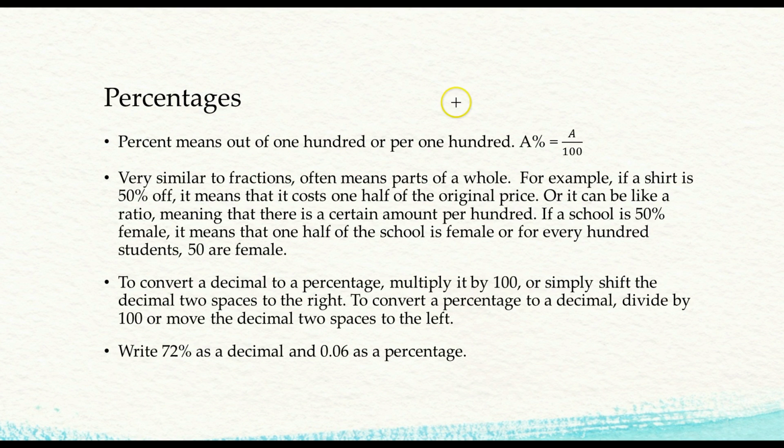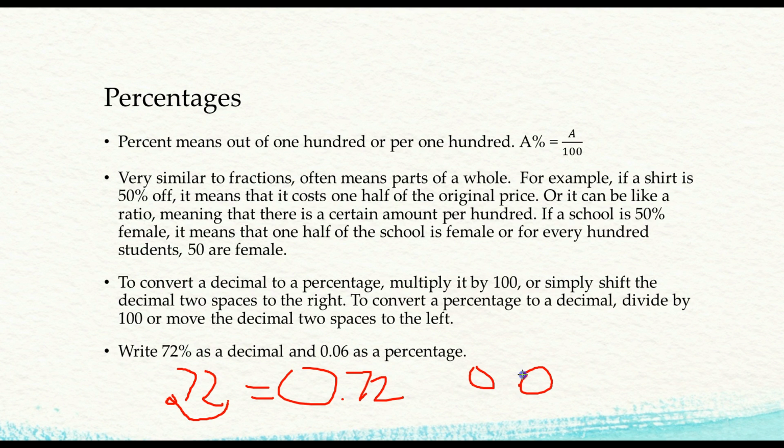To convert a percentage to a decimal, we just shift the decimal 2 spaces to the left. Right now, when we write 72, the decimal point is right here, because it's 72.0. We simply shift the decimal here, and we get that 72% is equal to 0.72. When we write 0.06, we do the opposite and shift the decimal to the right. So for 0.06, the decimal's right here, we shift it here, and we get 6, so 6%. So 72% is equal to 0.72, and 0.06 is equal to 6%.